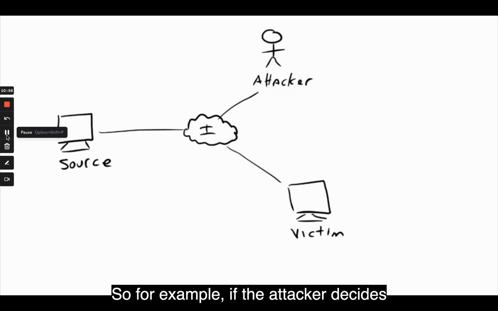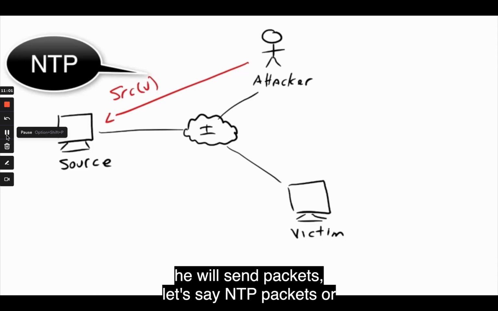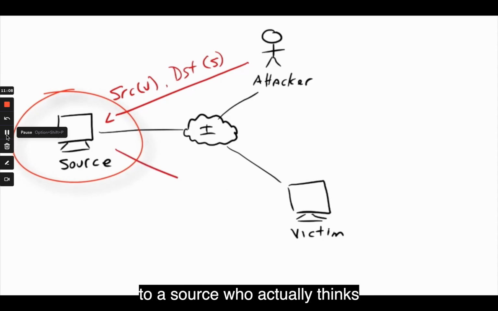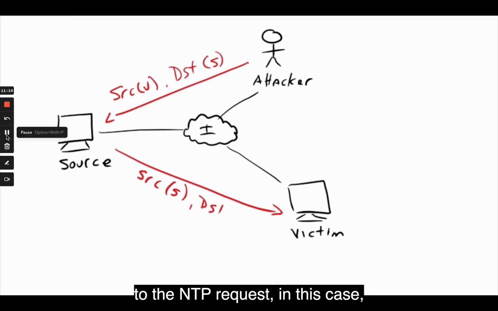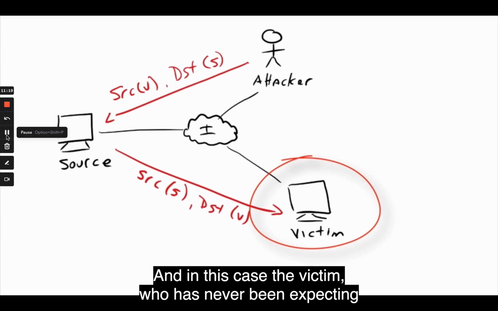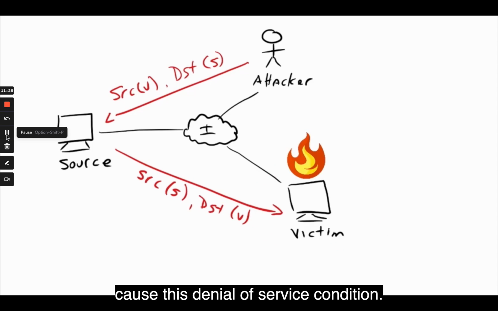So, for example, if the attacker decides that he wants to attack the victim, he will send NTP packets, or any other type of UDP packet, to a source that actually thinks these packets are legitimate. The source then responds to the NTP request by sending the responses to the victim. The victim, who has never been expecting these NTP packets from the source, of course experiences a denial of service condition.